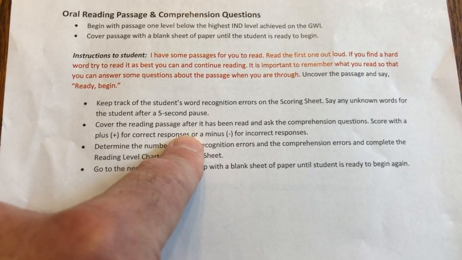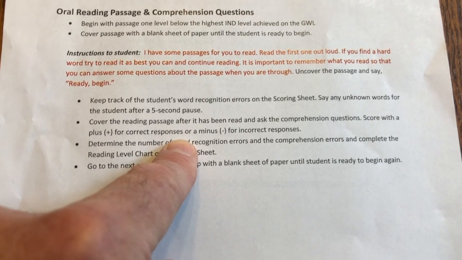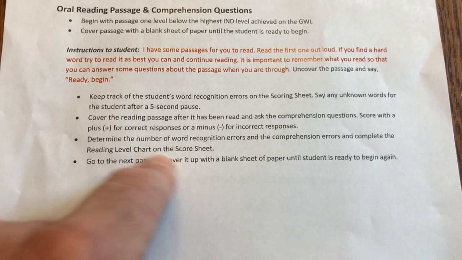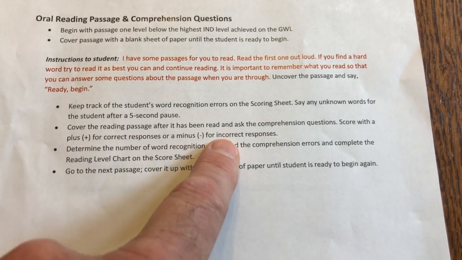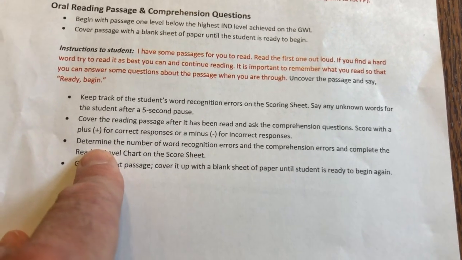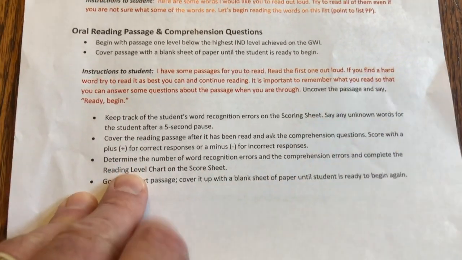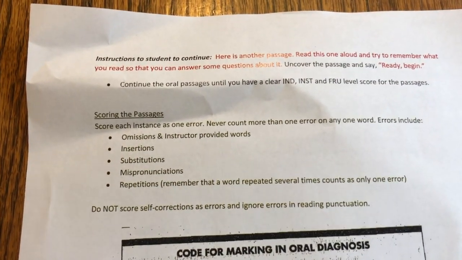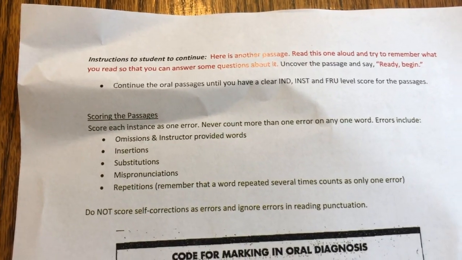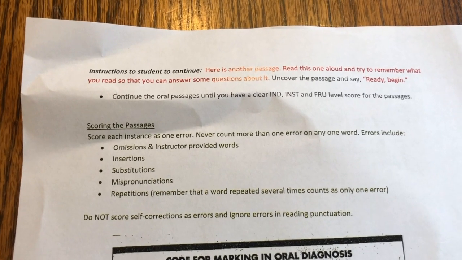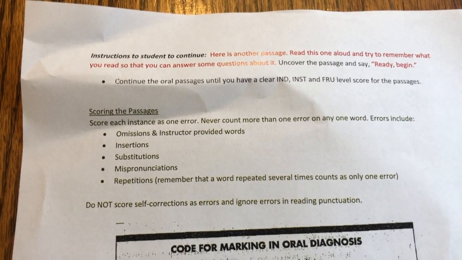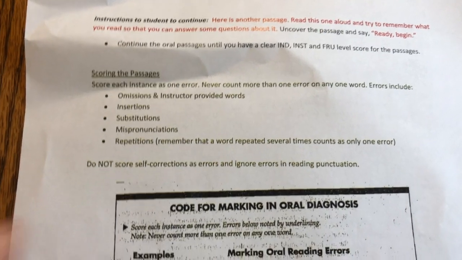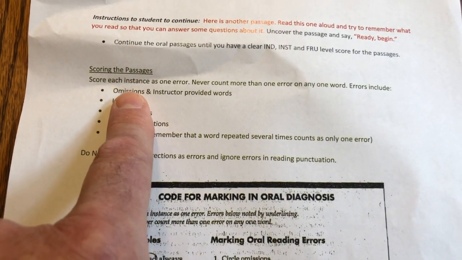Cover the reading passage after they're done reading, and then you ask them the questions. Score a plus for the correct responses, minus for the incorrect, and then you go to that matrix and count up the number of word recognition errors and the number of questions they missed, and that gives you their score. On the back of this, it's just, here's another passage, read this one aloud, and remember what you read so you can answer the questions, and you keep going until they hit the frustration level. And then here are some reminders to you on scoring the passages.